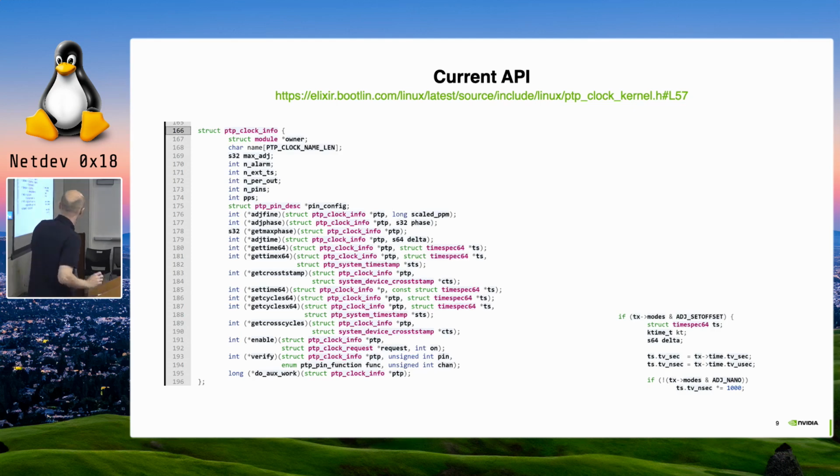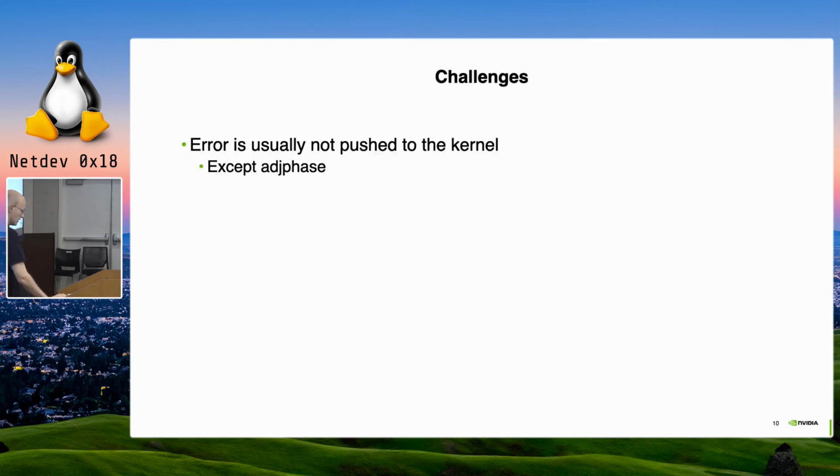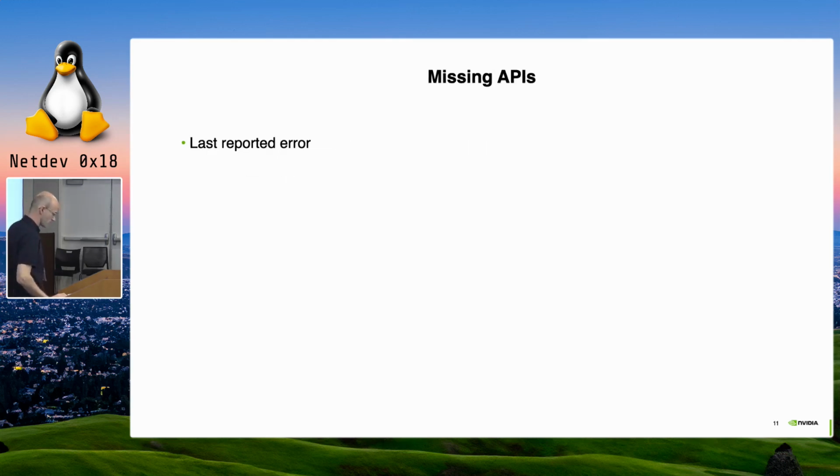So a quick recap, this is the current API of the PTP clock info. So that's all the goodness we have so far. There is nothing that actually gives us any information about the error, unless we take a look at the adjust time, adjust phase functions. So that's one thing that we will definitely need to tackle to improve it. So, the missing APIs.